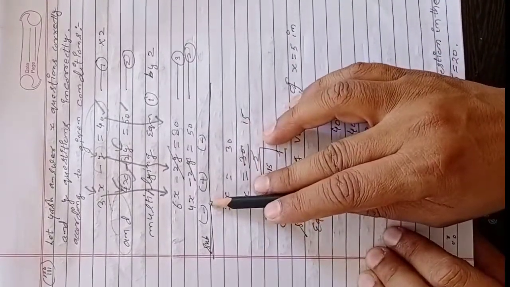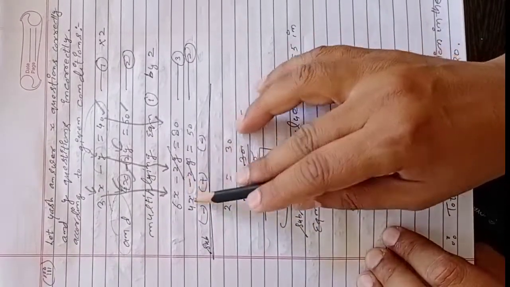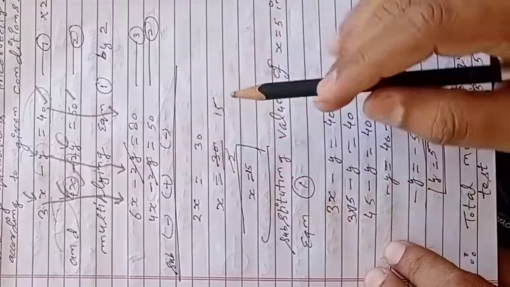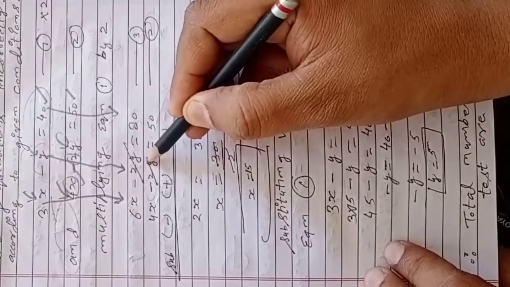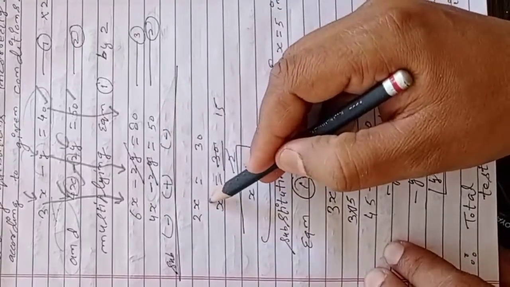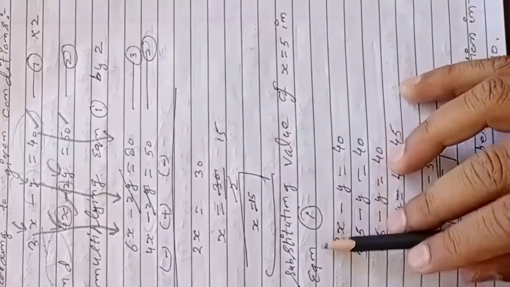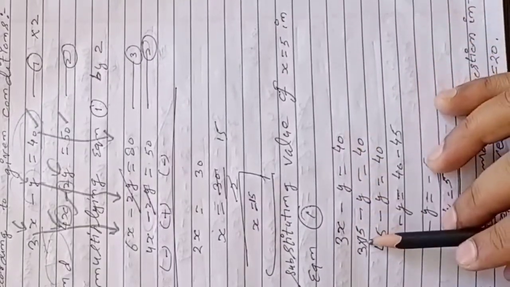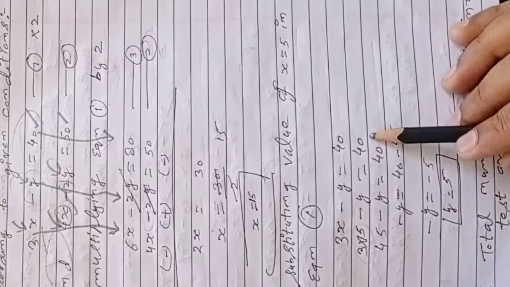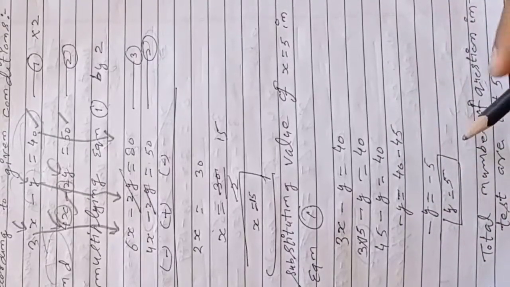Now subtract. This is negative so this will become positive, this is positive so this will become negative. So equal values with opposite signs will cancel out. 6x minus 4x will be 2x is equal to 30, x is equal to 15 will come. So substituting the value of x in equation number 1, 3x minus y is equal to 40, 3 into 15 minus y is equal to 40, so y is equal to 5 will come.